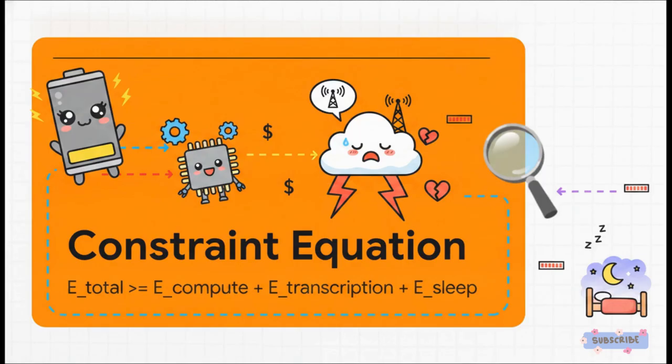This constraint profile operates like a strict mathematical equation. E total must be greater than or equal to E compute plus E transmission plus E sleep. You have a finite energy capacity in that battery. And in this equation, the absolute most expensive item on the menu is E transmission, the wireless radio transmission. Actually, to put it in perspective, wireless communication consumes orders of magnitude more power, milliwatt for milliwatt, than just processing data locally on the chip.